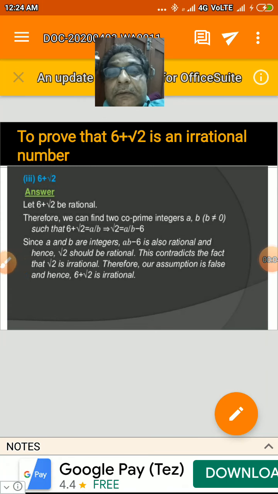In real numbers, we have seen in the last slide how root 2, root 3, root 5, root 7, etc. can be proved irrational, and we have proved root 7. Similarly, others can be done. Now in that continuation, today we will see the binomial type of number.